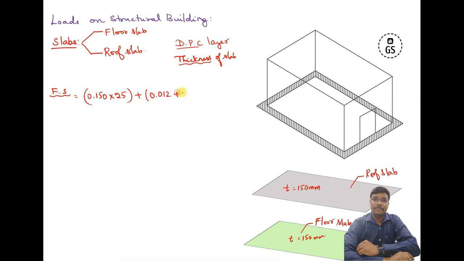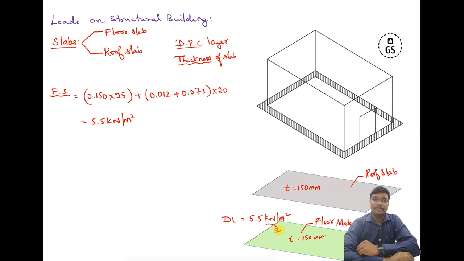Now we have DPC layers and floor finishing 75 mm. So here I am going to take 75 mm for this. Over here I am going to take 150 mm. Now multiply with the unit weight of your plain cement mortar, so 20. So when you work out all this, we will be getting 5.5 kilonewton per meter square. So this is the dead load of the slab. So we are going to take the dead load equal to 5.5 kilonewton per meter square.